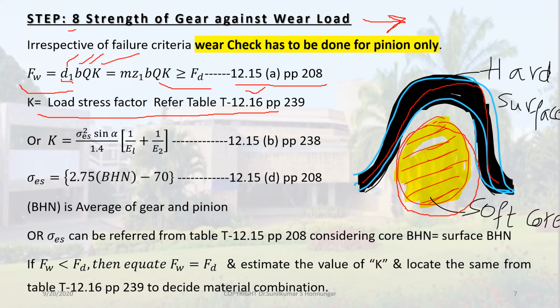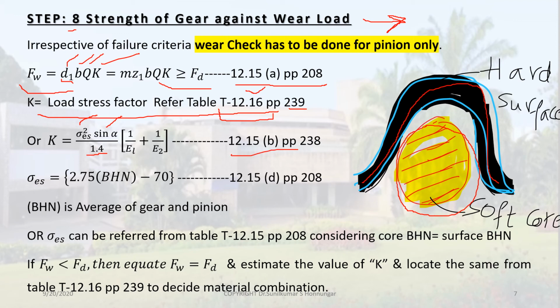In that context, the endurance which you have referred to in the previous step is the core endurance, that is dynamic load. Here it is the surface endurance. Under that context you have to refer to table 12.16, page 239 only. And again, K is also given as sigma endurance square into sine alpha divided by 1.4, inside the bracket 1 upon E1 plus 1 upon E2. This is also given. You can very well do that.